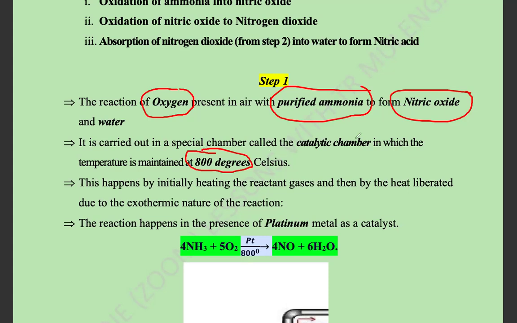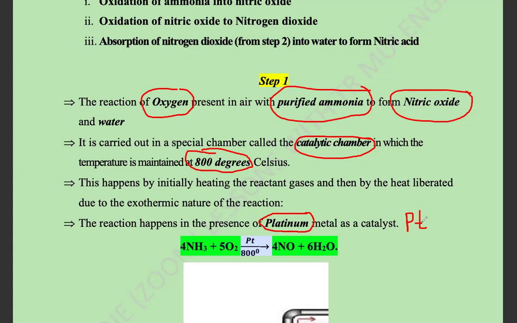Now, this does not happen anywhere. It happens in a chamber called the catalytic chamber. And for that to happen, there must be a catalyst. Remember what I said earlier, that most of the reactions we're going to look at, according to what we were told under transition metals, use transition metals as catalysts. And this catalyst here, Pt, is the catalyst that we are going to use in the Ostwald process.